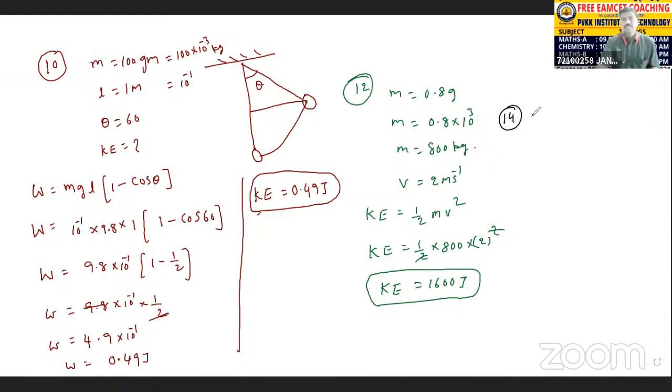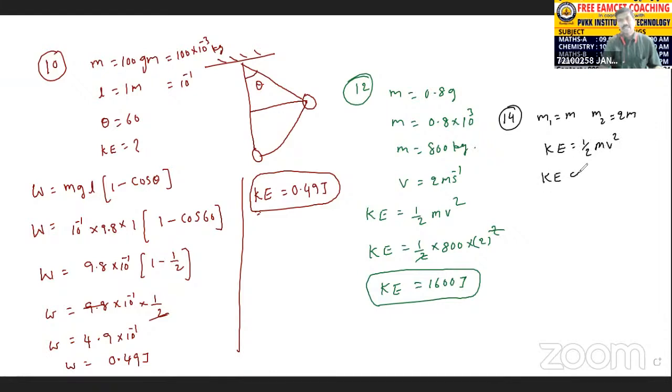M1 and M2, two masses are given. M1 is equal to M, second mass M2 is equal to 2M. Height is the same. So, the ratio of kinetic energy. What is the formula for kinetic energy? K is equal to half mv square.